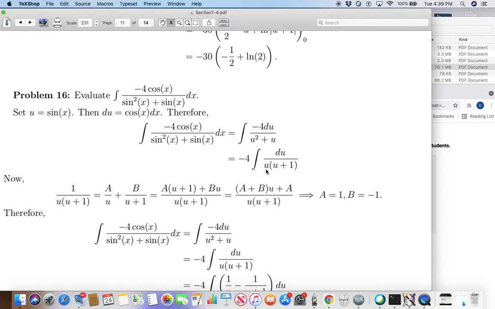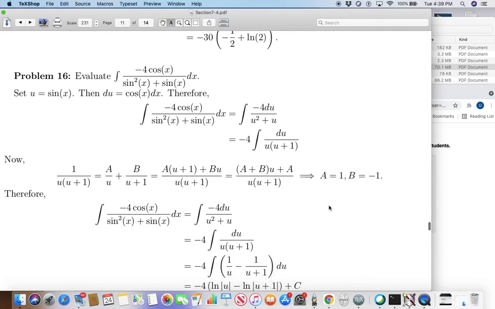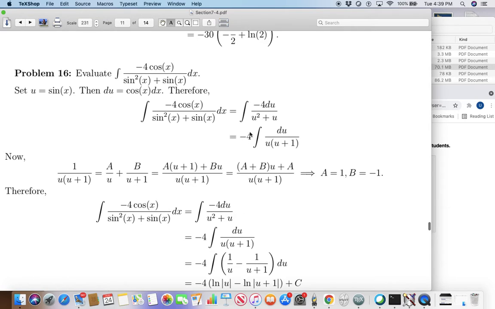That's it. These are linear factors, non-repeating. So I have a constant for u and I have a constant for u plus 1. Those are the partial fractions. When I simplify all of this, I get a equals 1, b equals negative 1. Okay, the same procedure. So what happens? I have a negative 4 here. I have written it outside.